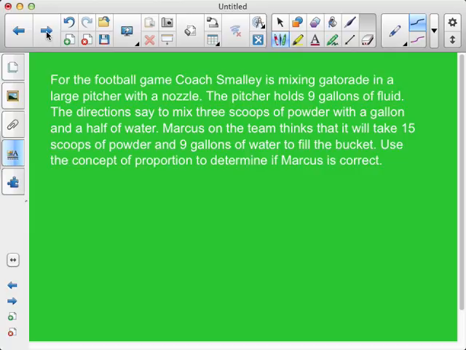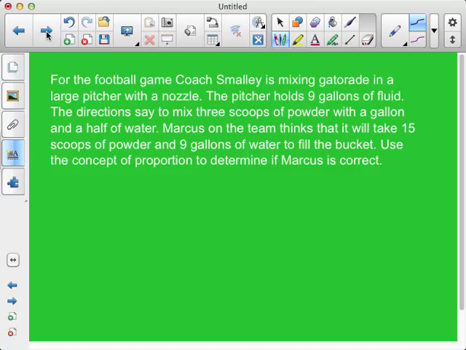So this is a problem similar to the homework. For the football game, Coach Smalley is mixing Gatorade in a large pitcher with a nozzle. The pitcher holds 9 gallons of fluid. The directions say to mix 3 scoops of powder with 1.5 gallons of water. Marcus on the team thinks that it's going to take 15 scoops of powder and 9 gallons of water to fill the bucket. Use the concept of proportion to determine if Marcus is correct.